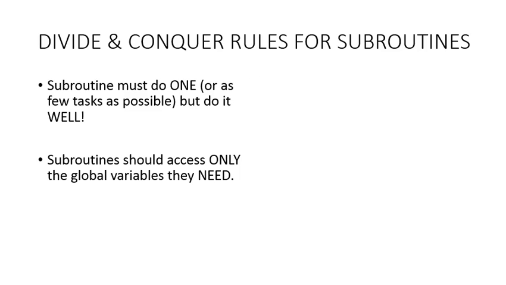Secondly, subroutines should only access global variables they need. You don't want a subroutine changing a variable when it doesn't need to. It should only use and modify the variables that it needs to work on. Any other variables that the subroutine needs should be made local. So they will be private to the subroutine and not interfere with anything else going on with the rest of the program as a whole.